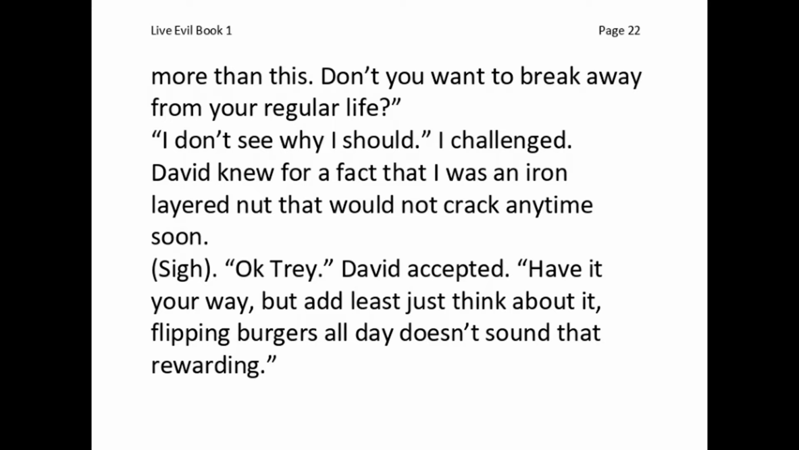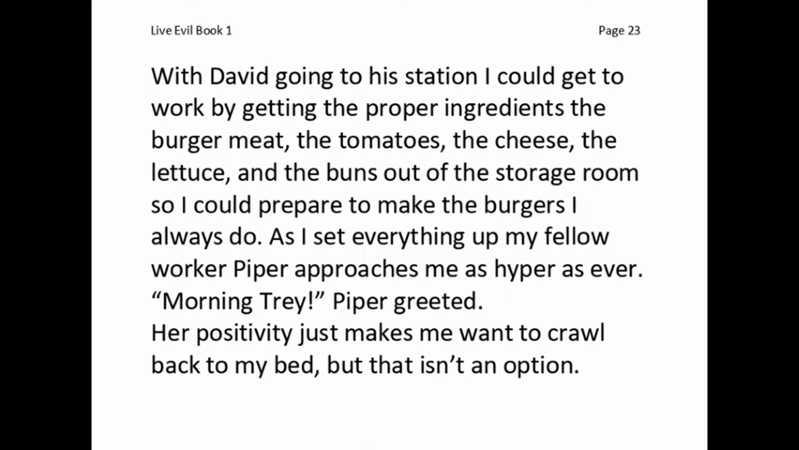Sigh. "Okay, Trey." David accepted. "Have it your way, but at least just think about it. Flipping burgers all day doesn't sound that rewarding." With David going to his station, I could get to work by getting the proper ingredients: the burger meat, the tomatoes, the cheese, the lettuce, and the buns out of the storage room, so I could prepare to make the burgers I always do. As I set everything up, my fellow worker, Piper, approaches me as hyper as ever.